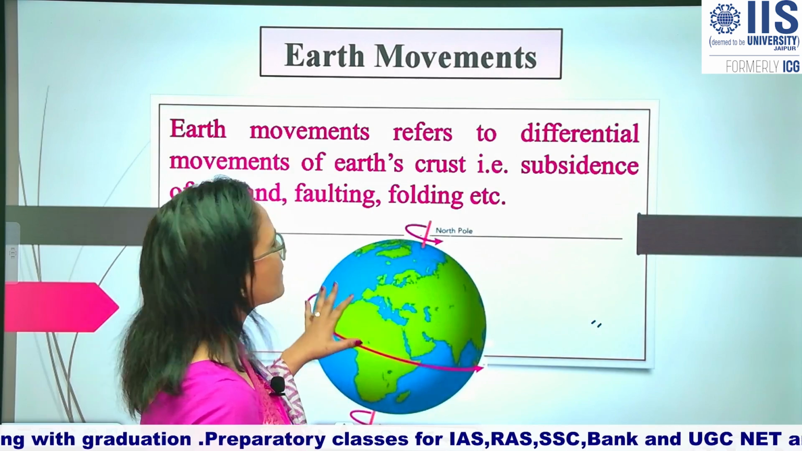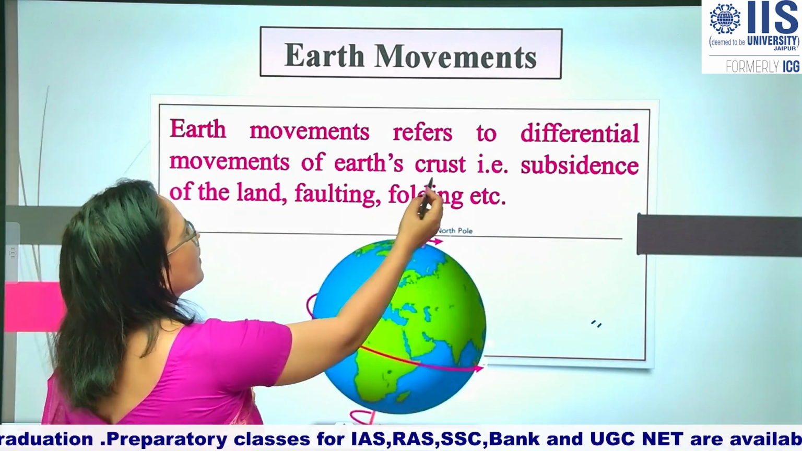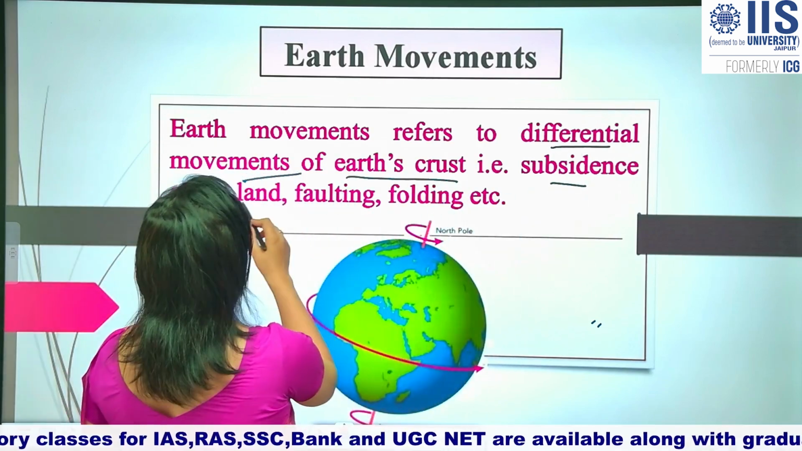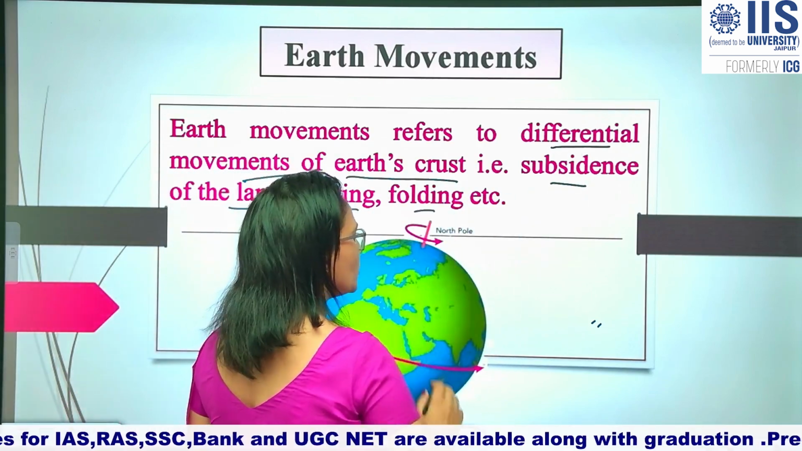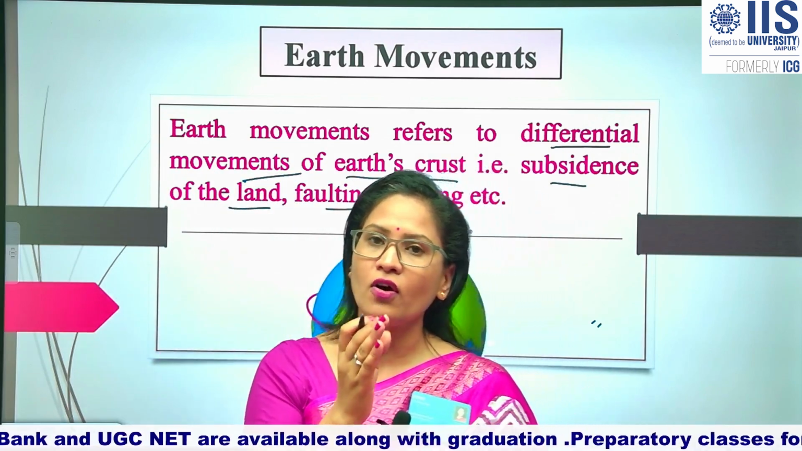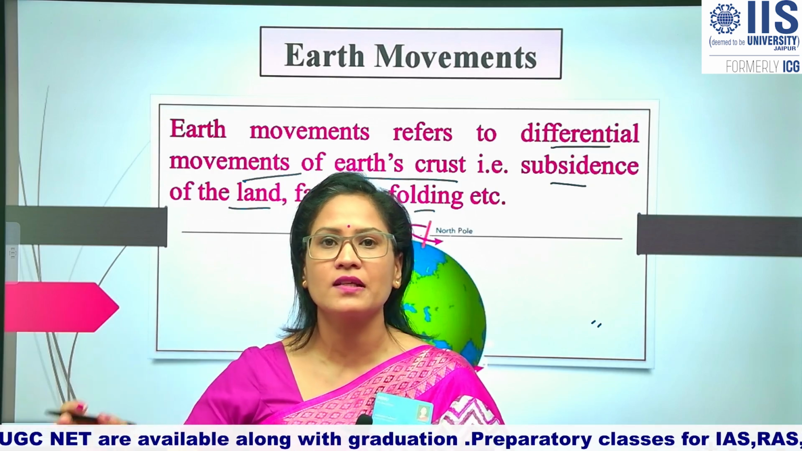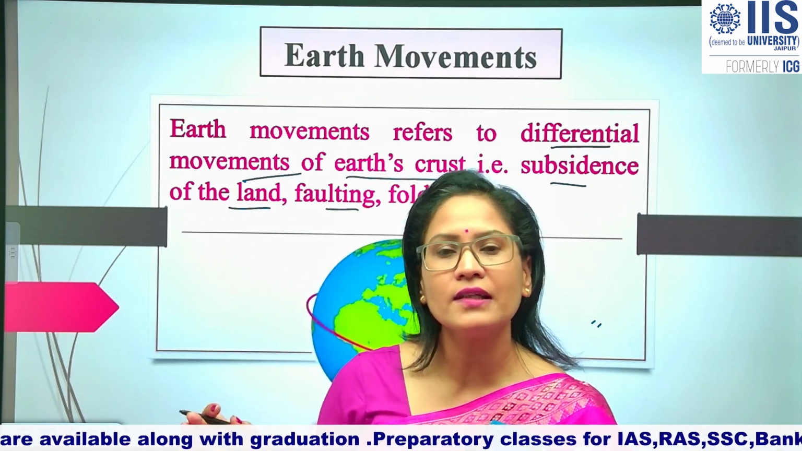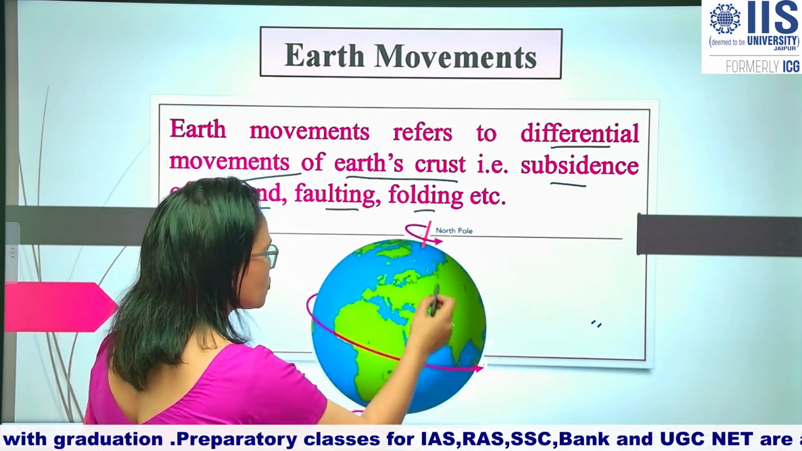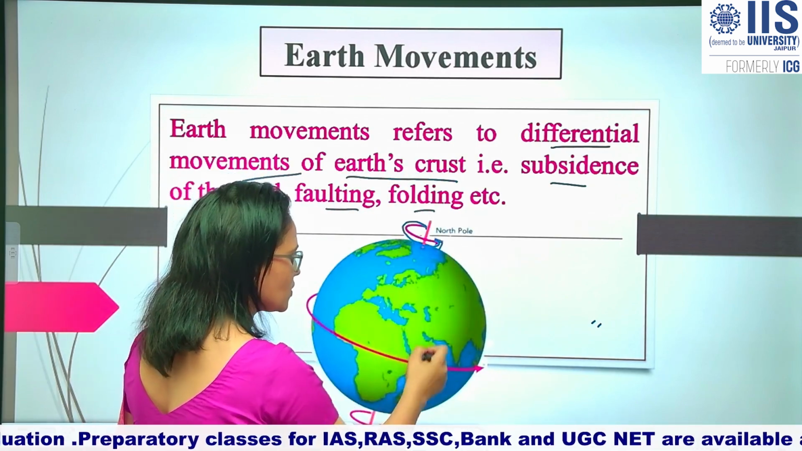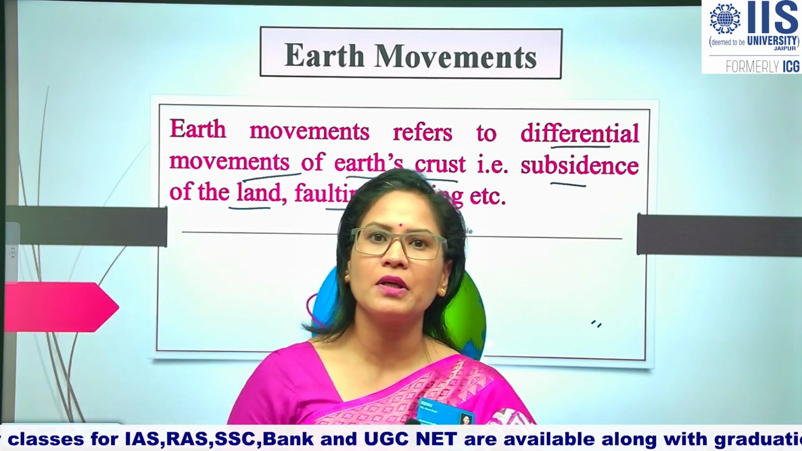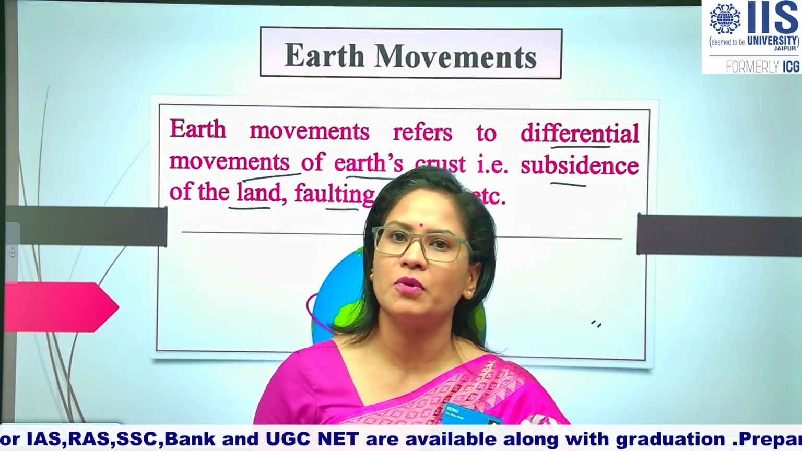Earth movement refers to the differential movement of the earth's crust, subsidence of the land, faulting and folding. Earth is moving from west to east, and because of this movement many processes occur and many resultant landforms are formed on the earth's surface. As we see in the picture, the earth is rotating from west to east direction, and there are many kinds of results which come from this.